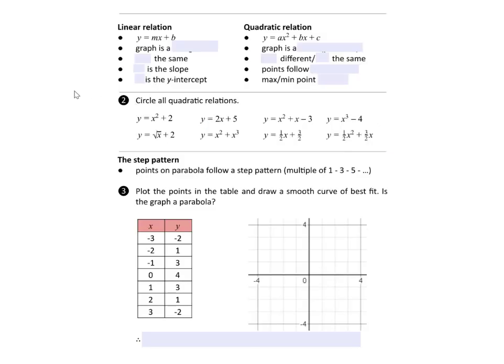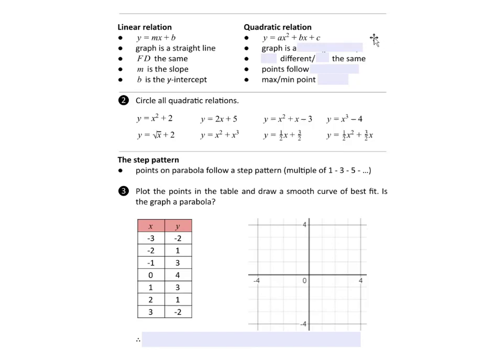Linear relations. We have y equals mx plus b. The graph is a straight line. The first difference is the same. M is the slope. B is the y-intercept. So m and b are part of our equation up here. Y equals mx plus b.